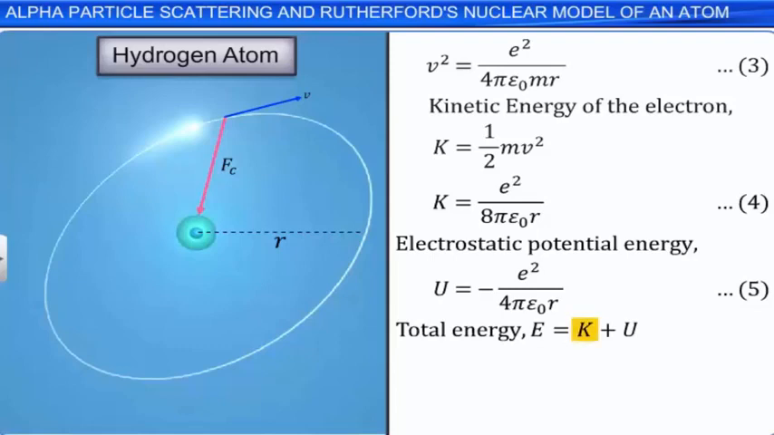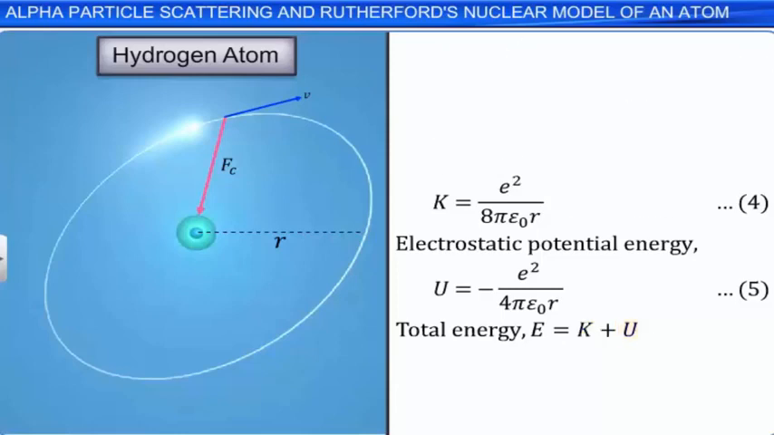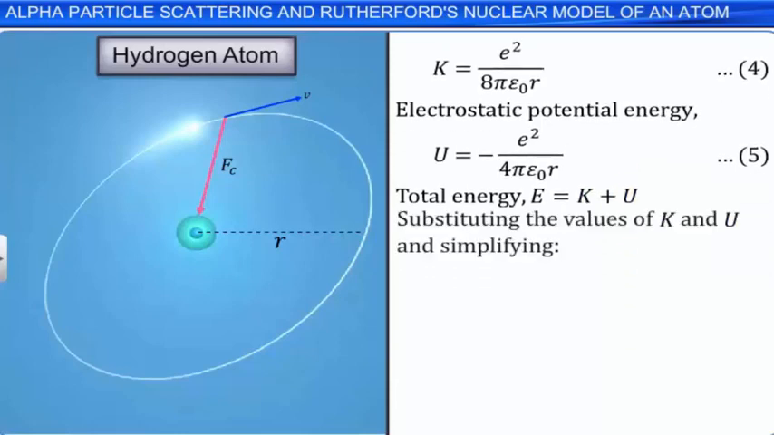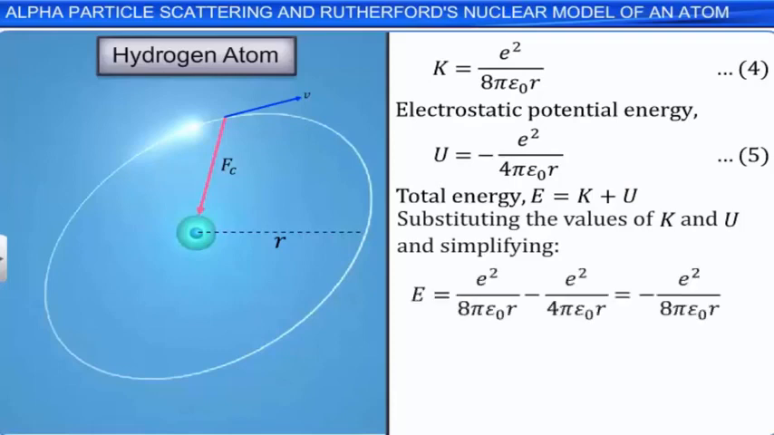By substituting the expressions for K and U and simplifying, we get E is equal to minus e square by 8 pi epsilon naught r. So, the total energy of the electron is negative. This implies that the electron is bound to the nucleus.